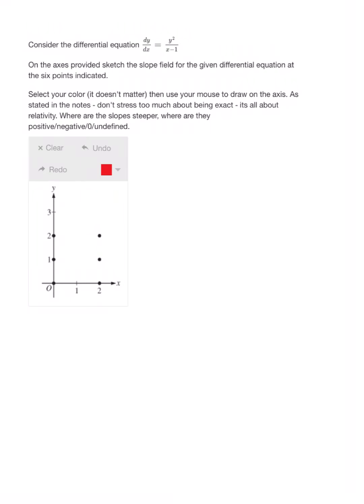Notice we're plugging in 6 different points, but if I look at it in terms of the 2 different x coordinates, all of these 3 have an x coordinate of 0, and all of these 3 have an x coordinate of 2. So when I have an x coordinate of 0, the denominator is going to be negative 1. So then it's just whatever the y is squared and then make it negative.